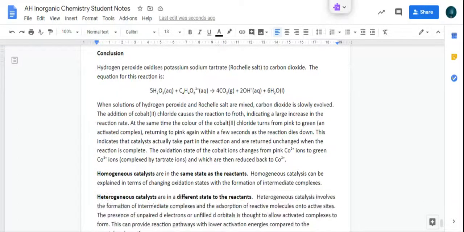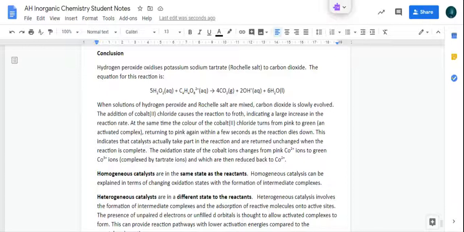Okay, so in the reaction, we've got hydrogen peroxide oxidizing potassium sodium tartrate, which is called Rochelle salts, and carbon dioxide is formed. If you mix them, then you will get a very slow evolution of carbon dioxide gas. Even heating it doesn't produce much carbon dioxide gas. But if you add cobalt-2 chloride as a catalyst, the reaction starts to froth, indicating a large increase in reaction rate. You're getting lots of carbon dioxide gas given off.